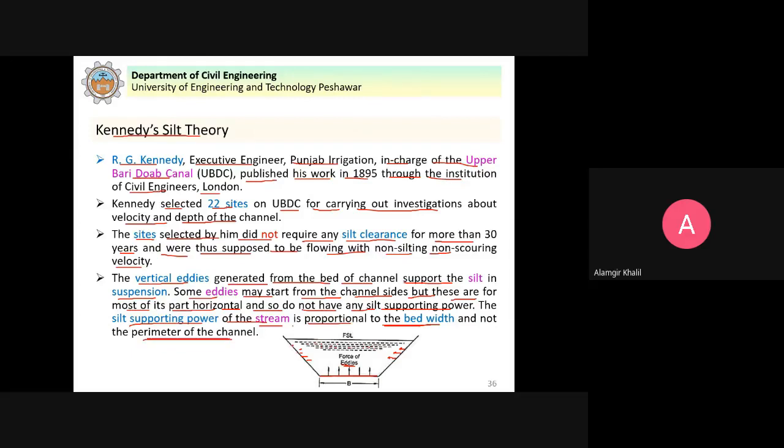Because the eddies from the sides do not have silt supporting power, according to him only the eddies generated at the bed of the channel keep the silt in suspension. So that is why the silt supporting power of the stream is proportional to the bed width and not the perimeter of the channel. This is according to this theory.